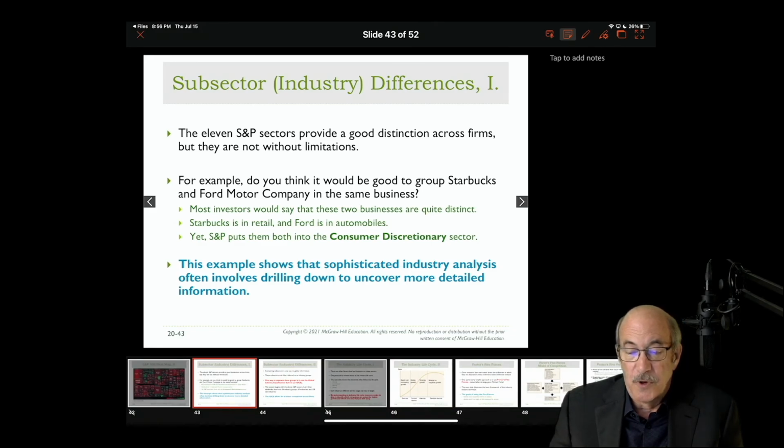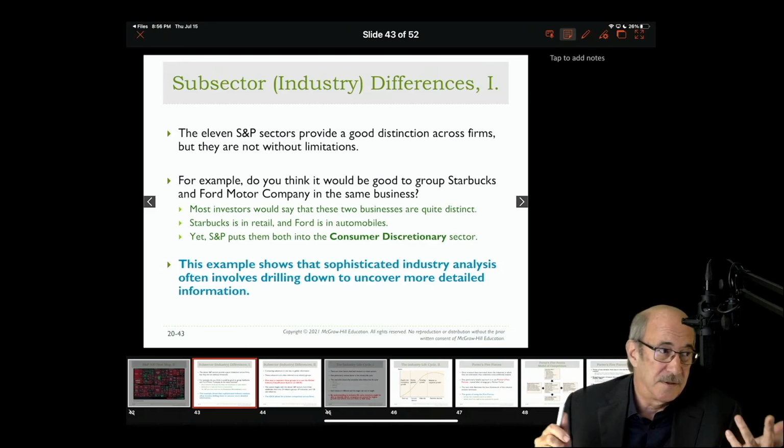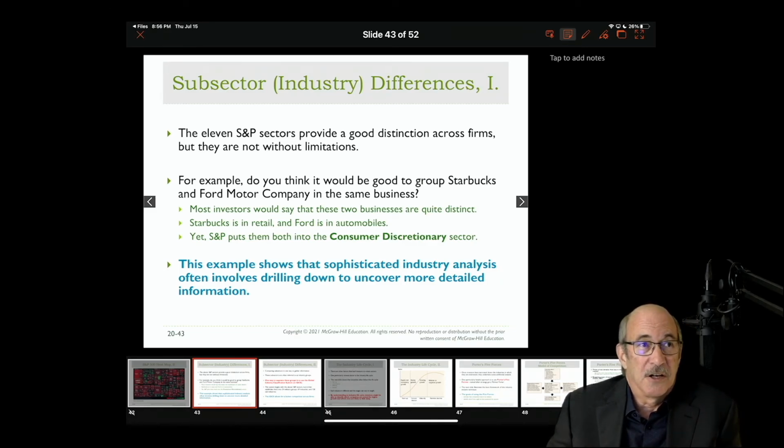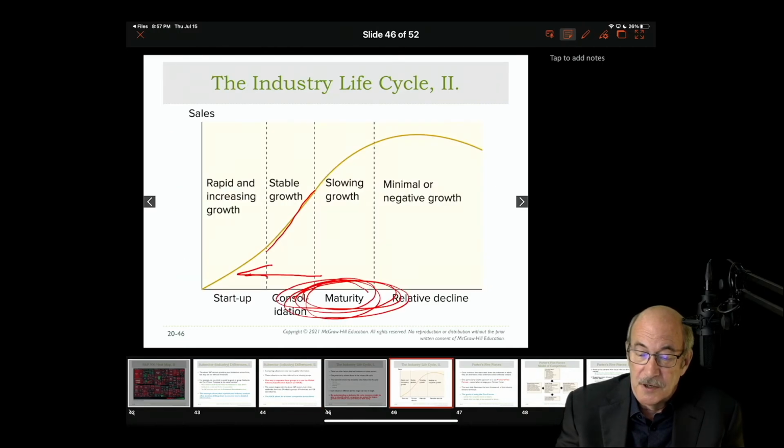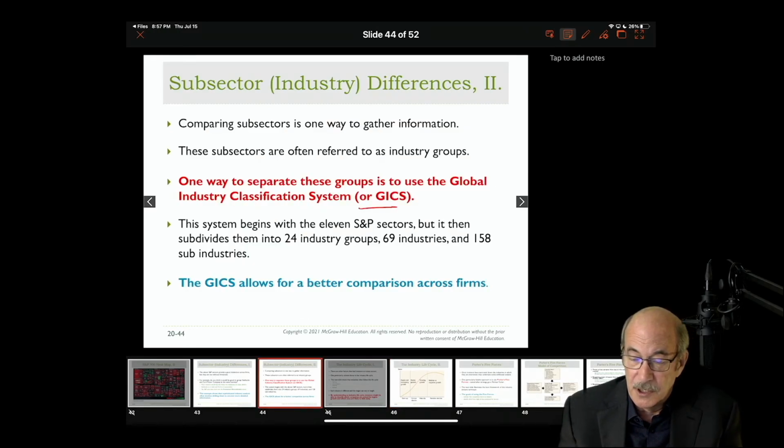Subsectors, obviously you want to get it down to a little finer granularity, where you can think about, well, it's not Sherwin-Williams versus, I don't know, an aluminum manufacturer. It's Sherwin-Williams versus another coatings manufacturer. And then one thing I should mention here, GIC, the Global Industrial Classification System. There's the NAIC as well, North American Industrial Classification System.